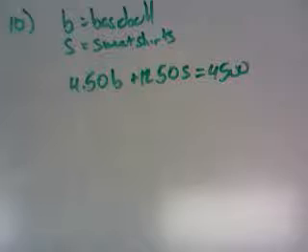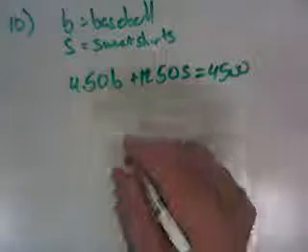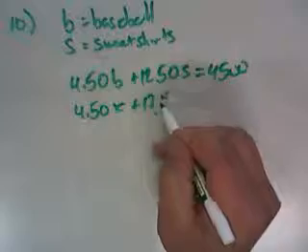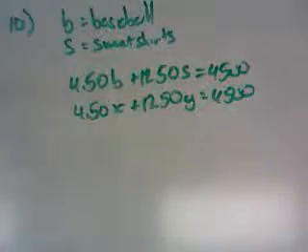Except it says in part A to graph that equation, where X is the number of baseball caps and Y is the number of sweatshirts. So they have the same thing, but instead of B, they're using X. So $4.50 times X plus $12.50 times Y equals 4,500.